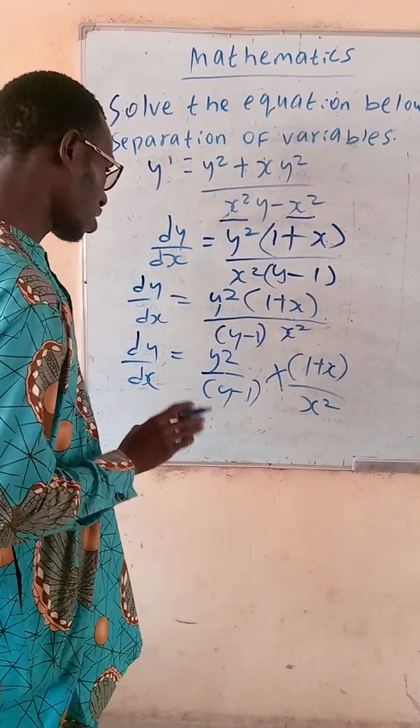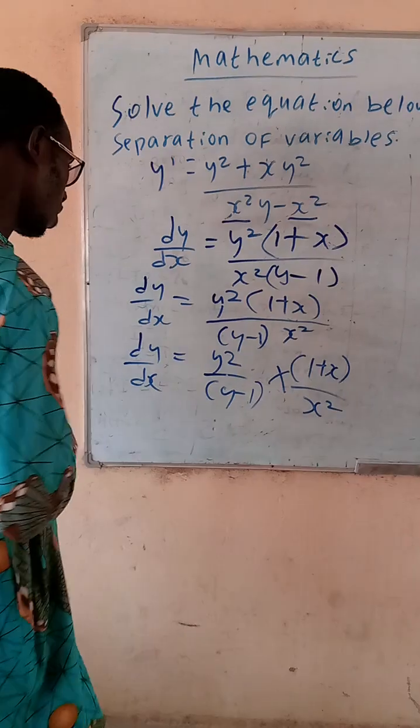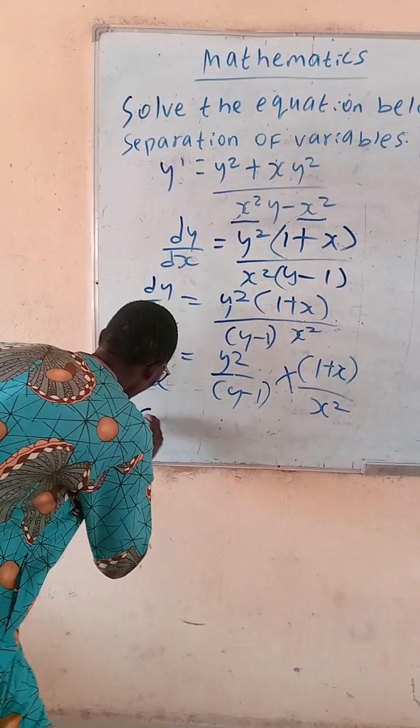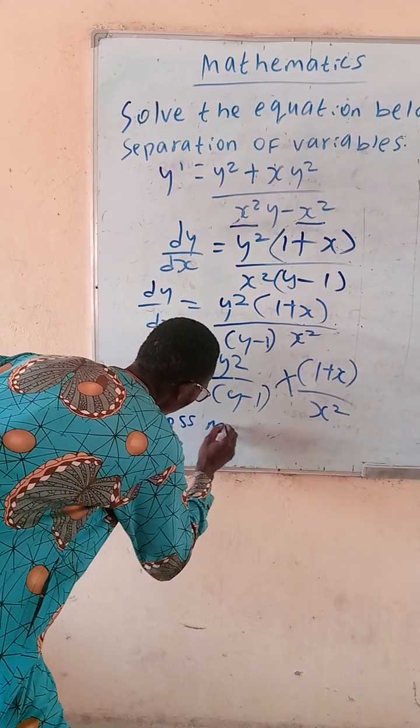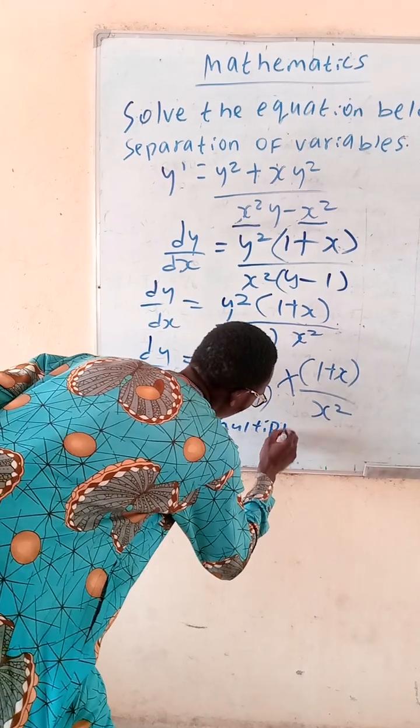So we are taking it step by step. So what we are going to do is cross multiplication.